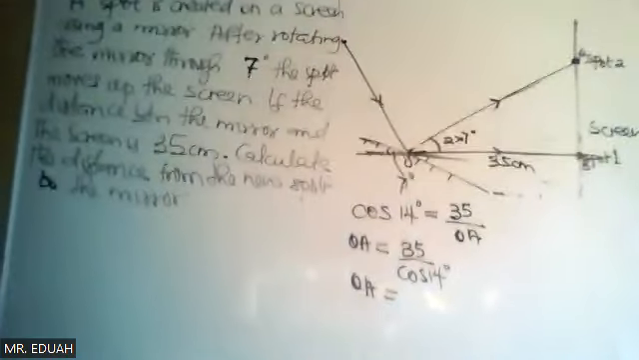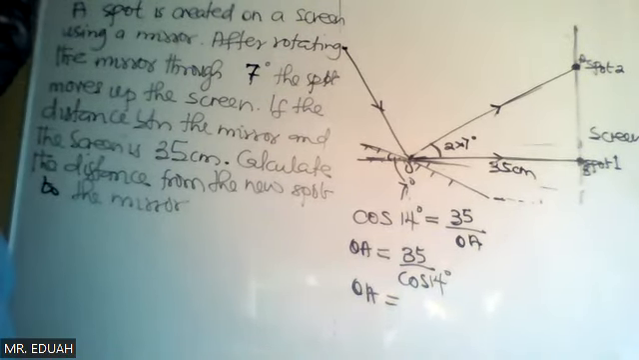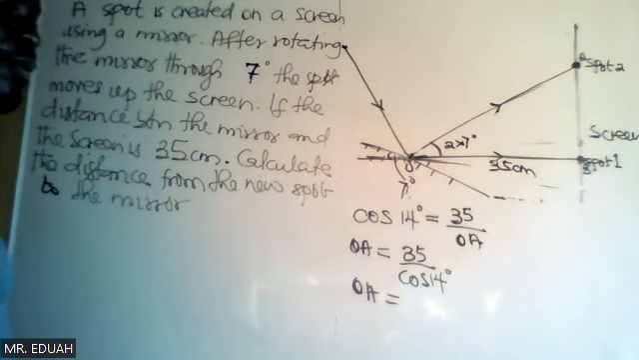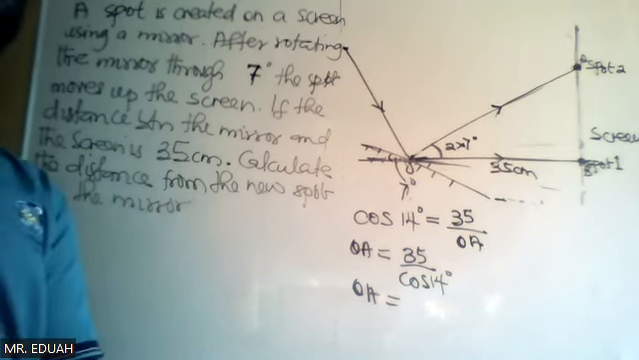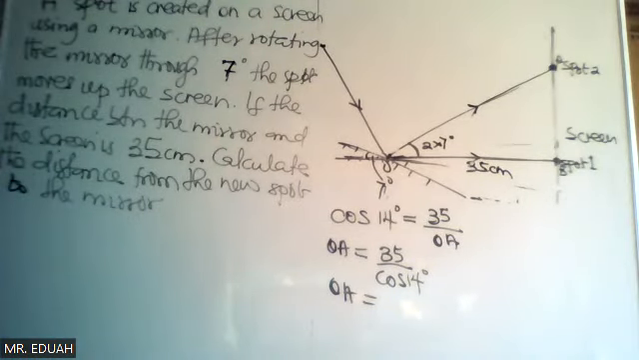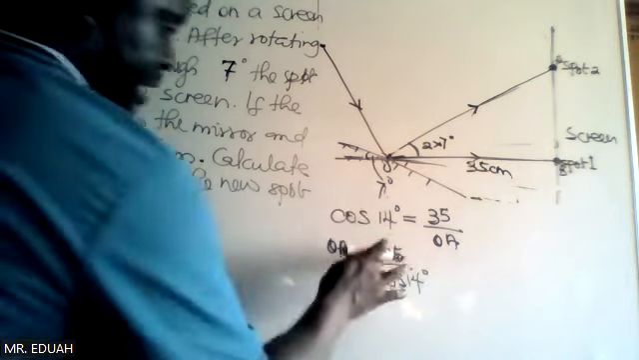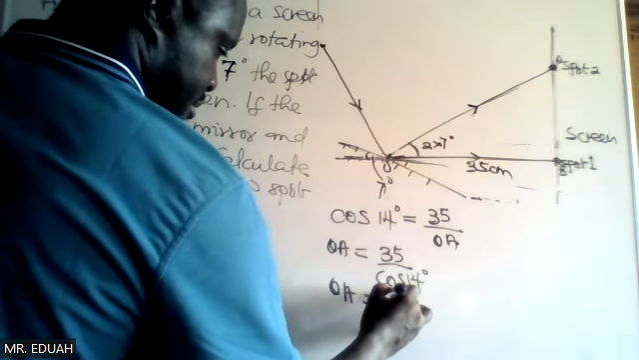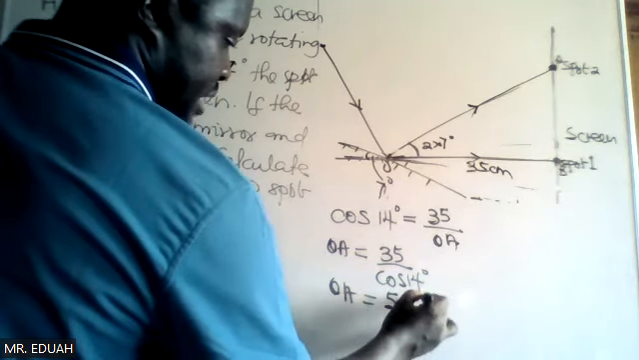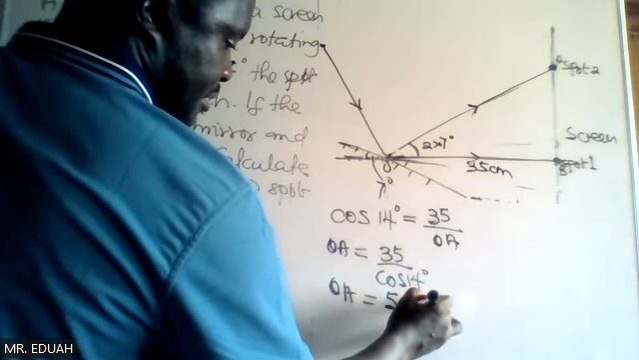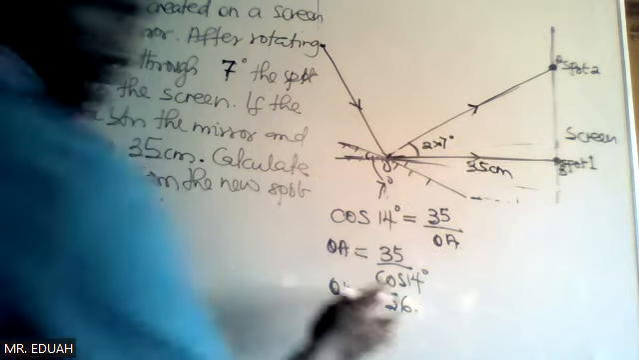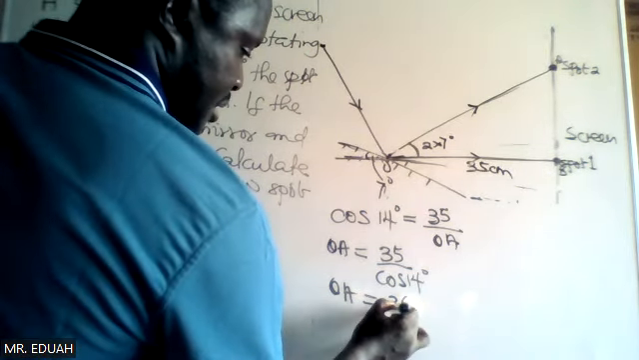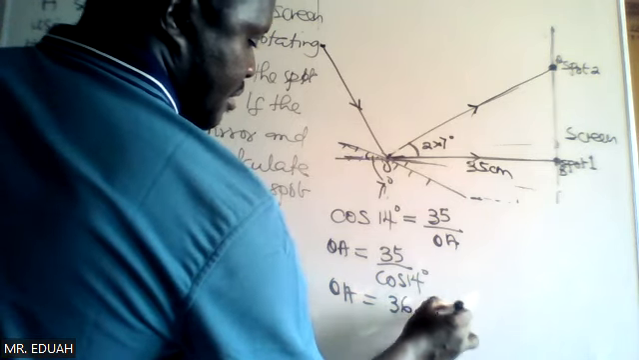What did we get for that? 35 divided by cos 14 degrees. Come again. 36.07. 36.07. Is that 5, 6? 3, 6. Okay. Point 0.07.